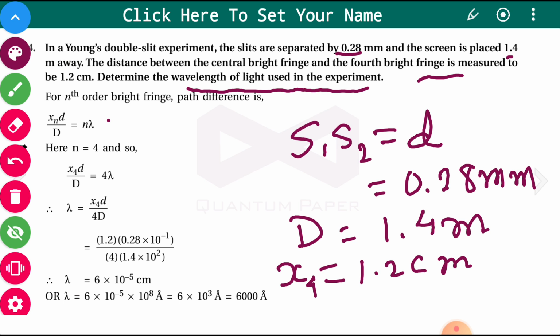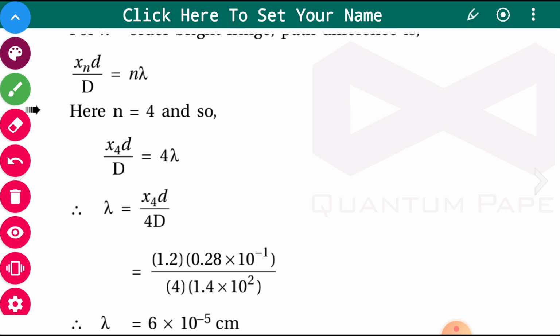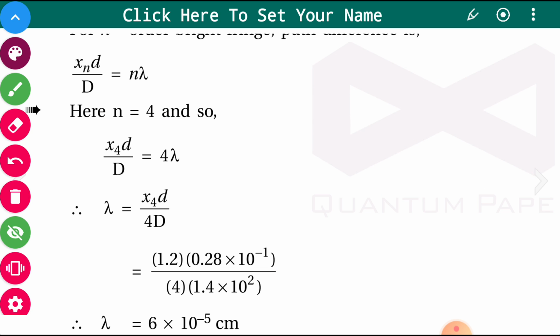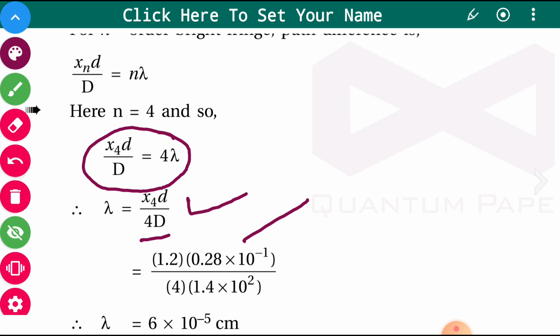Now for nth order bright, we have the path difference x d upon capital D equal to n lambda. Here n is 4, so x4 d divided by capital D is equal to 4 lambda for the fourth order bright. So lambda is x4 d upon 4 times capital D. Now all the values are known to you, we just have to place these values.